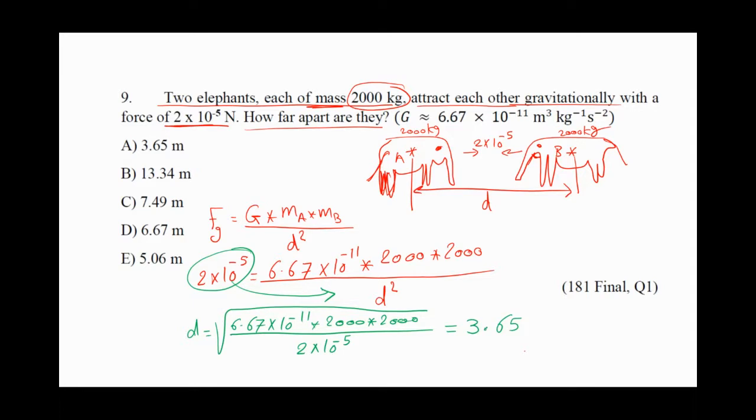3.65. Again, we use a decimal point, not a comma. So please don't write it with a comma like this. This is a mistake. Okay, don't do that. So it's a 3 point. You have to use the point. Okay, 3.65 meter. Okay, guys, so this is the distance between the two elephants.